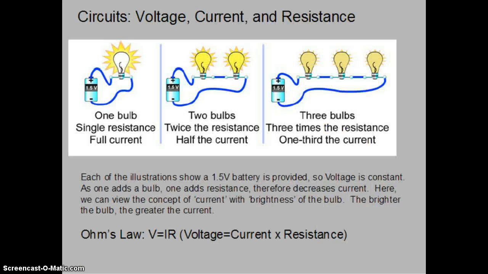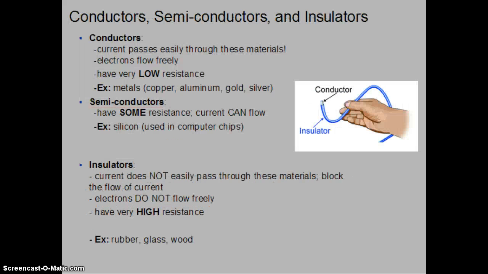Take a look at a single bulb, two bulbs, and three bulbs. If we keep the batteries the same, 1.5 volts, and I increase the light bulbs, I'm increasing resistance. I would then be decreasing current. I can see the decrease in current leading to a decrease in brightness. So we're going to be making the analogy of the greater the current, the greater the brightness. The less the current, the less the brightness, or dimmer in this case.